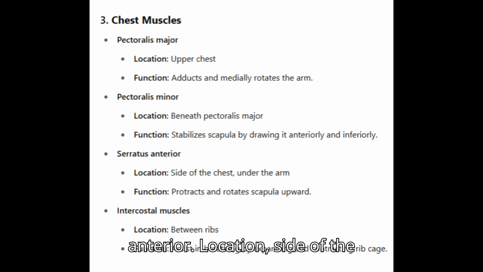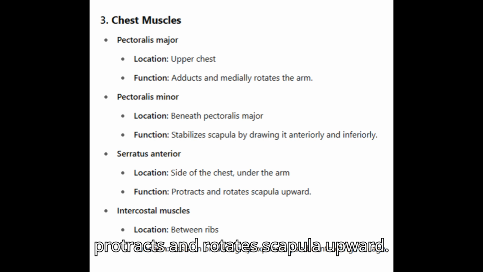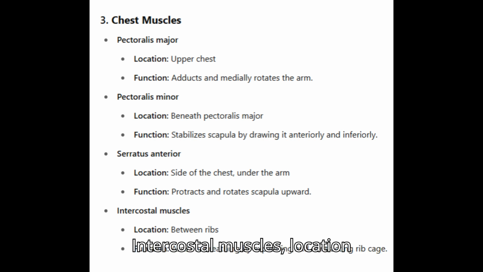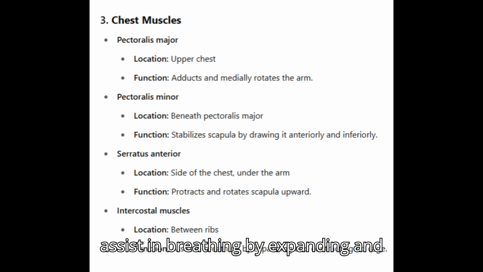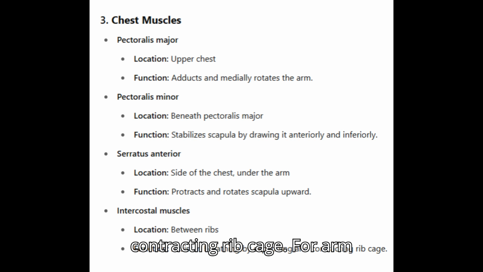Serratus anterior. Location. Side of the chest under the arm. Function. Protracts and rotates scapula upward. Intercostal muscles. Location, between ribs. Function. Assist in breathing by expanding and contracting rib cage.